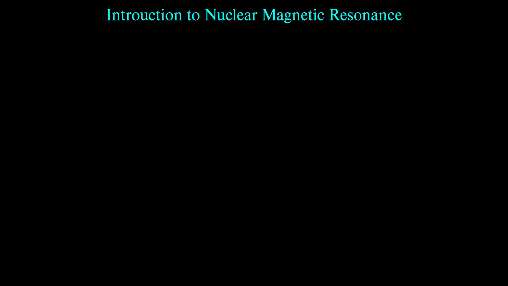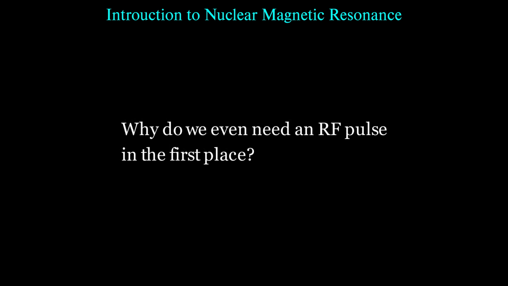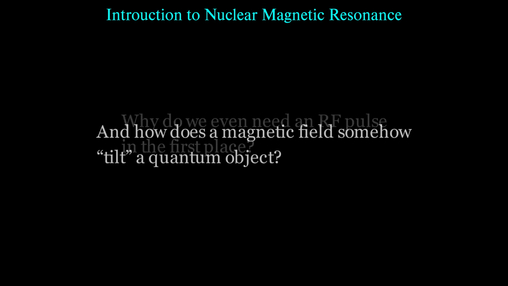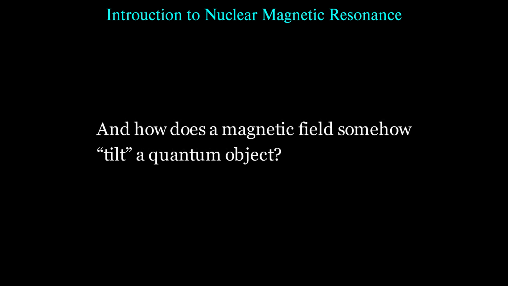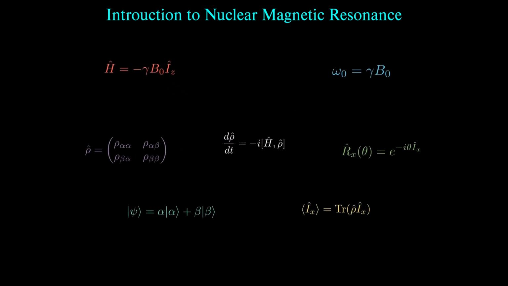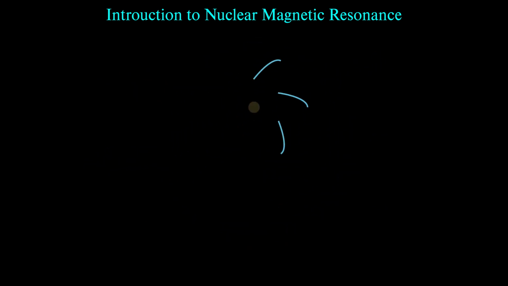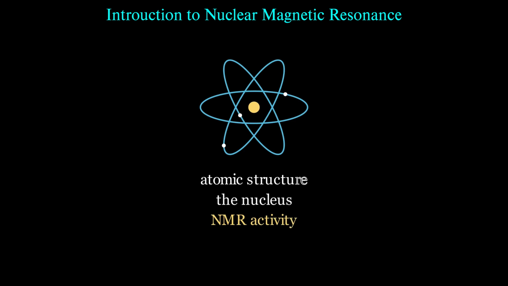But a good scientific explanation shouldn't end curiosity, it should create new questions. Like, why are some nuclei invisible in NMR while others are not? Why do we even need an RF pulse in the first place? How does a magnetic field somehow tilt a quantum object? And even this good one, what exactly is spin? Those are the kind of questions that eventually force us into quantum mechanics, whether we like it or not. So we'll start from the beginning. Atomic structure, the nucleus, and what makes certain atoms behave the way they do in NMR.